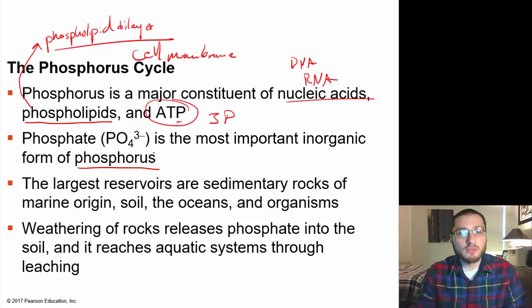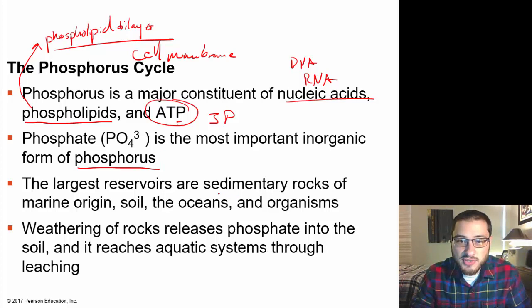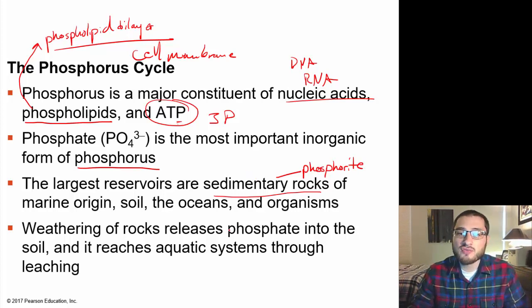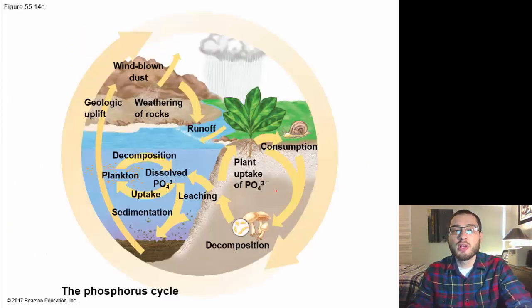Now, the largest reservoirs are actually sedimentary rocks of marine origin, water, right, aquatic origin, soil and oceans and organisms. We see it in the sedimentary rock called phosphorite. Okay, and weathering of rocks releases this phosphate into the soil, and it reaches aquatic systems through leaching.